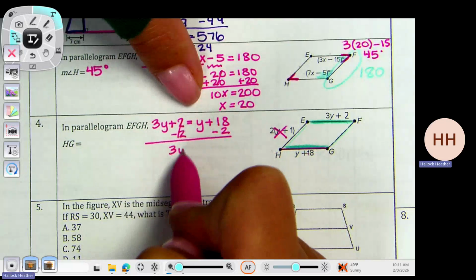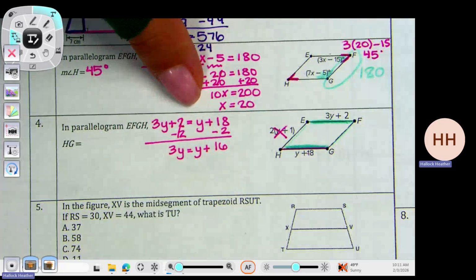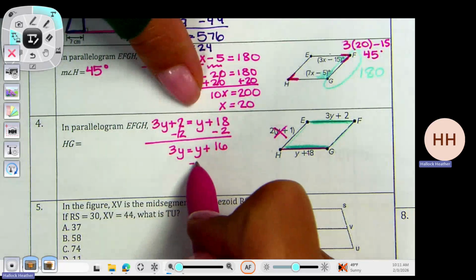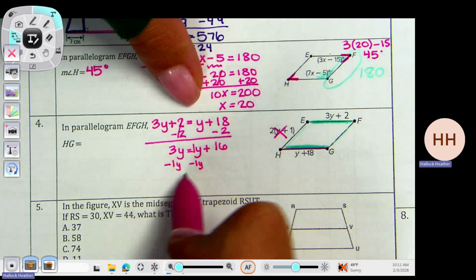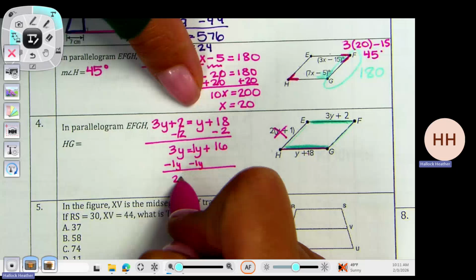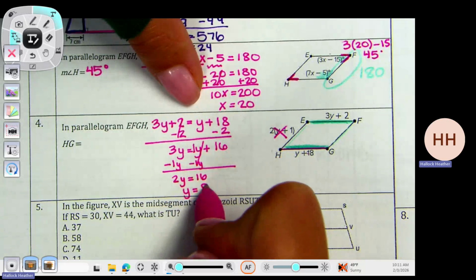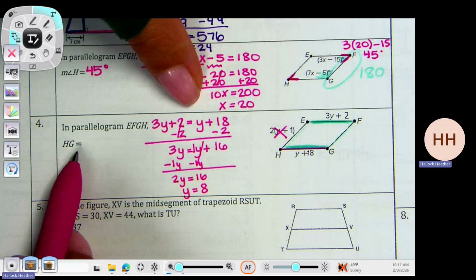So 3y equals y plus 16. And then I'm going to minus 1y to both sides, because this is like a 1 if you want to put a 1 there. Minus 1y. People get confused when there's just a y. 3y minus 1y is 2y equals 16. So y equals 8. That's not the answer, because I need HG.